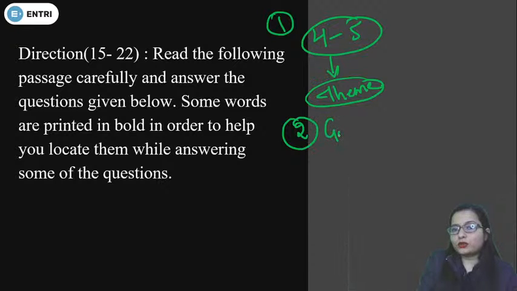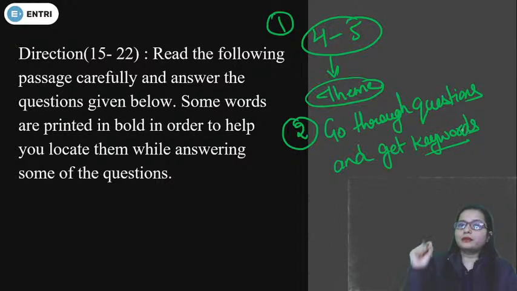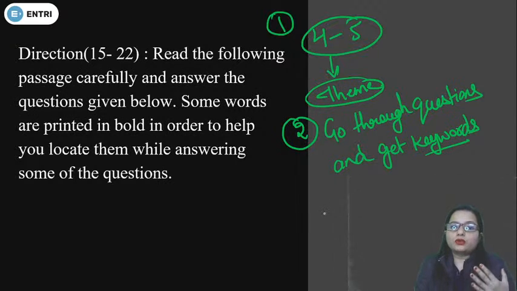Second step is go through the questions and get keywords. Just underline keywords so that you can memorize them. Otherwise, at first pace, if you read the complete passage, you will not remember what you have read once you are attempting the questions. So go through the questions and get the keywords, and then finally try to locate these keywords.